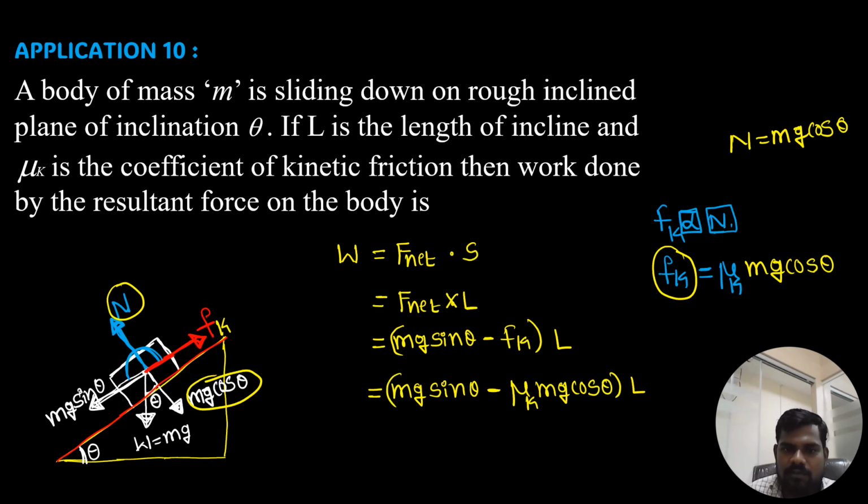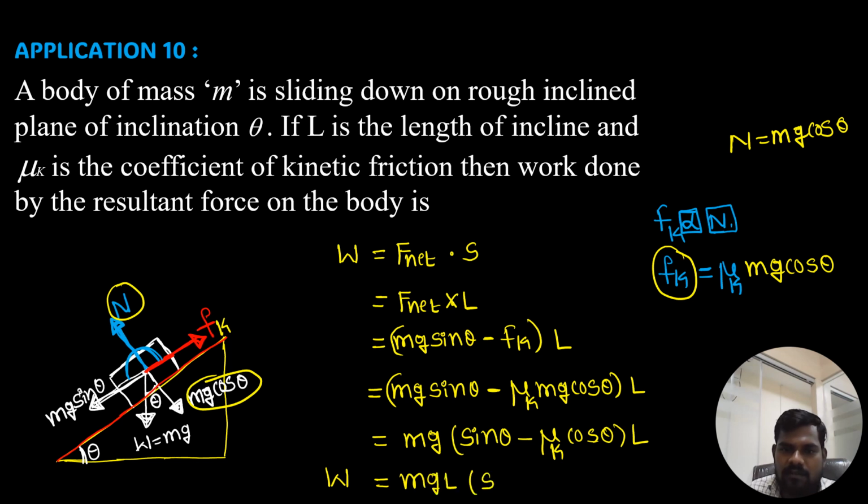So that is equal to mg as the common factor, sin theta minus mu k cos theta, into L. So finally work done is equal to mg L into sin theta minus mu k cos theta. This is the work done by the resultant force on your body.